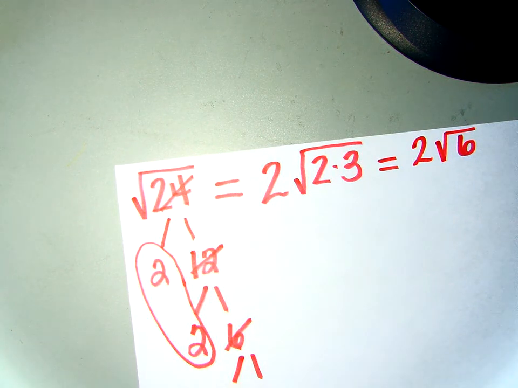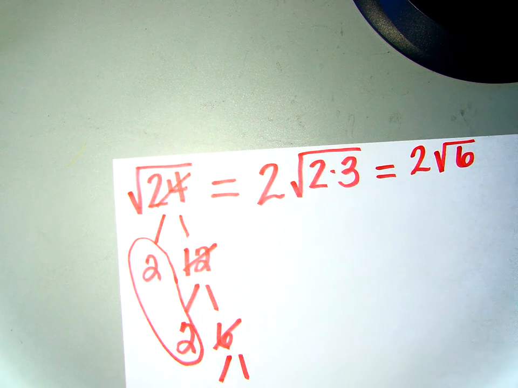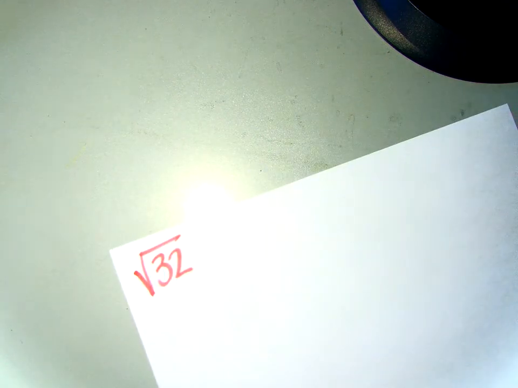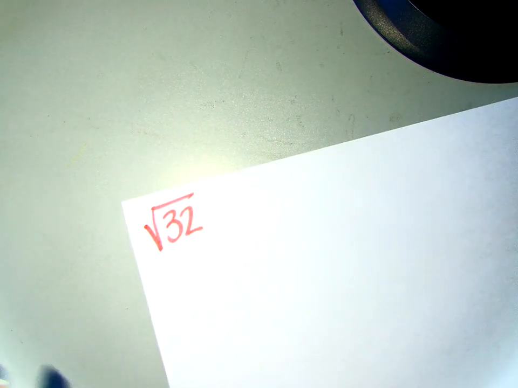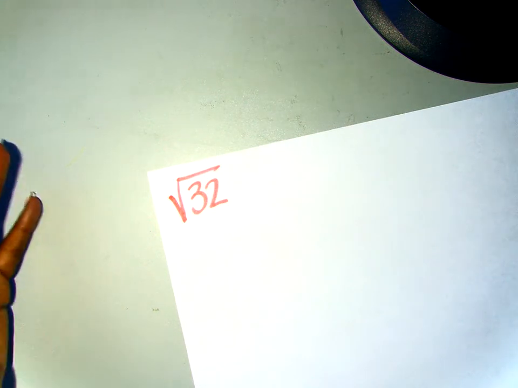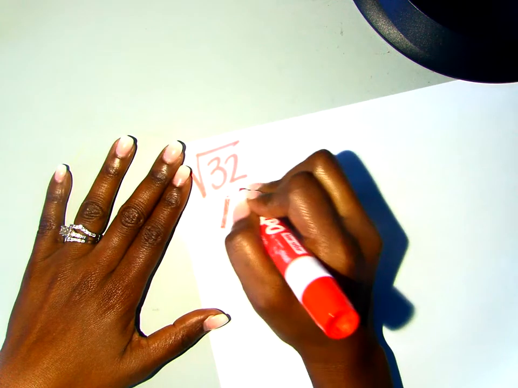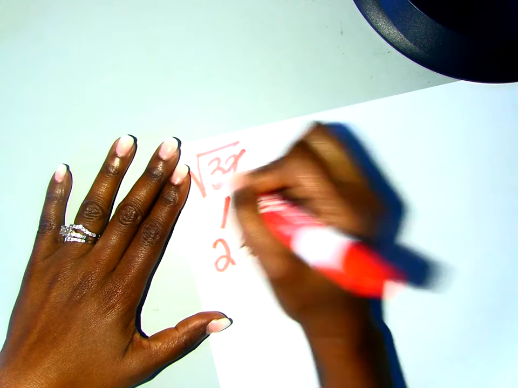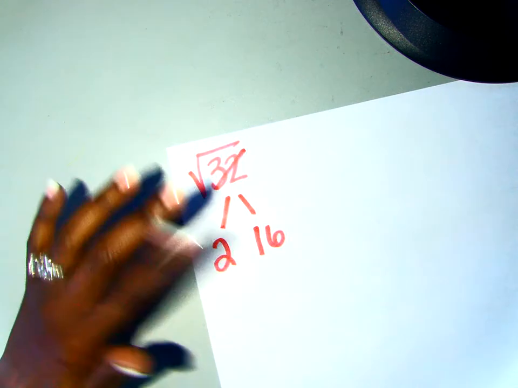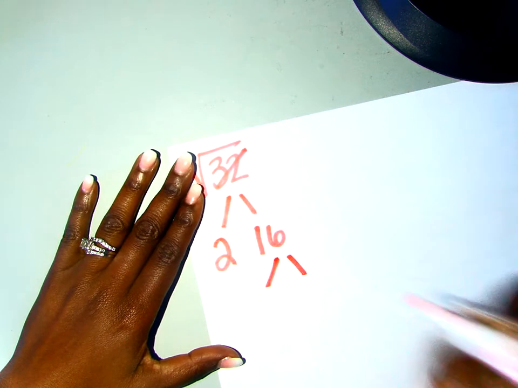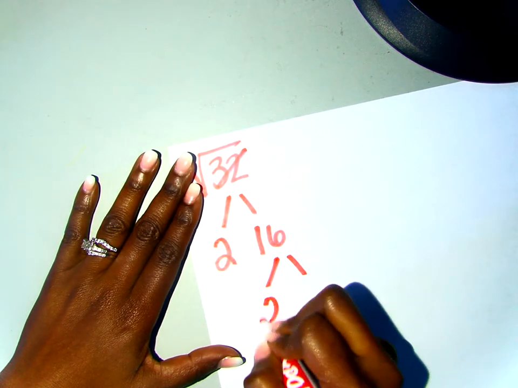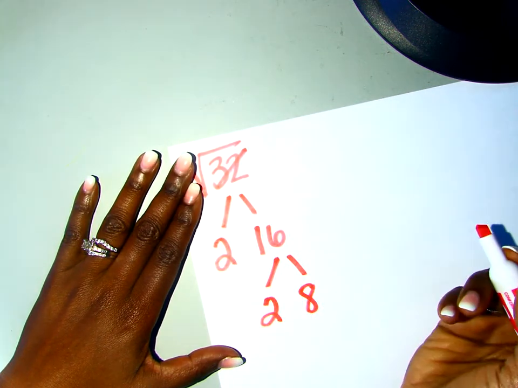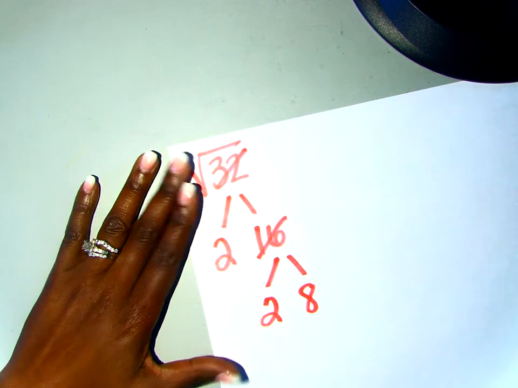Alright, so let's look at another one using our same steps. Let's look at the square root of 32. Again, it is an even number. So I would start with 2 because I know 2 is a prime number and we're using prime factorization. So 2 goes into 32, 16 times. I cross out 32. Okay, I can't break 2 down anymore, but I can break 16. And I go again, an even number. I would start with 2. 2 times 8 gives me 16. Cross that out because I'm done with that.